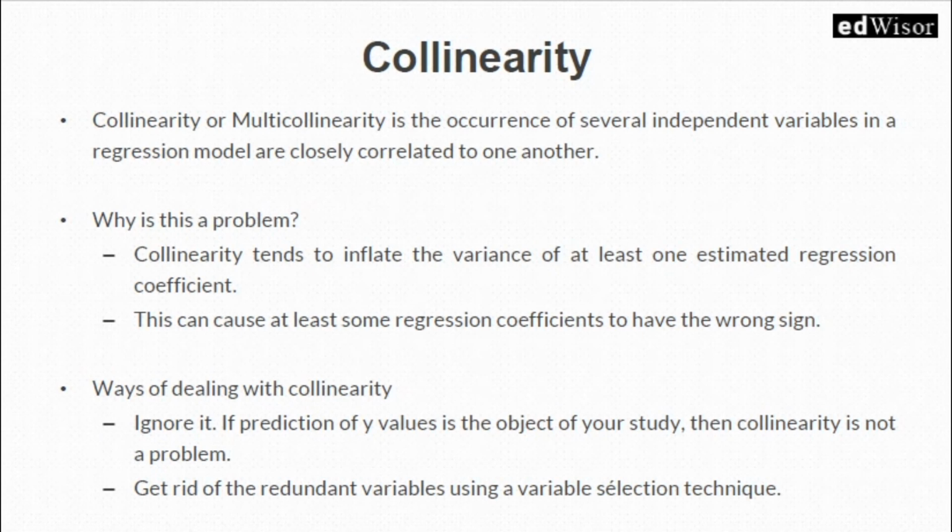There are multiple ways to deal with multicollinearity. The first thing is to apply correlation analysis and reduce the redundant variables for developing a model. The second way is that even though the model contains multicollinearity, we can ignore it in some cases: if collinearity exists with the dependent variable, it means that if the prediction of y values is the object of your study, then collinearity is not a problem.